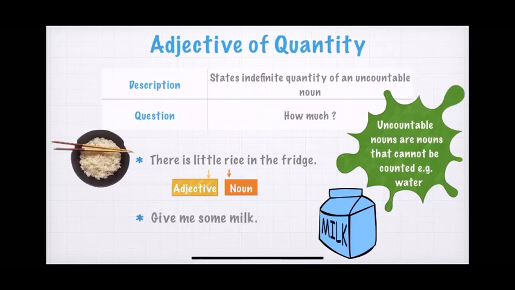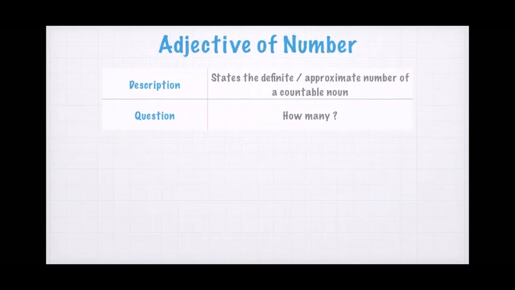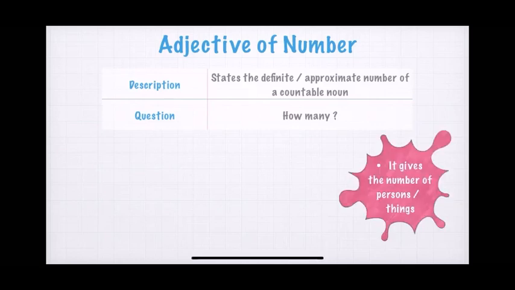Give me some milk. Now in this sentence, the word some is the adjective which is used to describe the uncountable noun which is milk. Little and some are adjectives of quantity. Adjective of number. It states the definite or approximate number of a countable noun. And it answers the question how many. So adjective of number gives the number of persons or things.